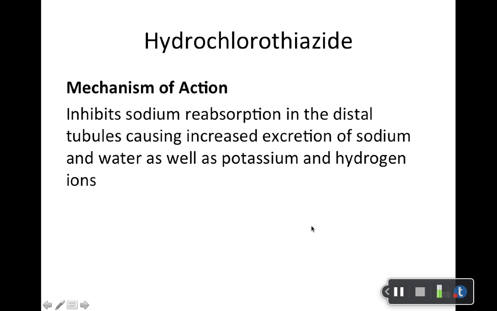Hydrochlorothiazide. This is the one I said is very popular, especially here in the U.S. It is the thiazide, and that's where the classification comes from, so make sure you know that. Again, it works in the distal tubule. It has an effect on sodium, water, and potassium as well. So it's losing all of that, which is great when you're trying to lose fluid and maybe reduce your blood pressure.